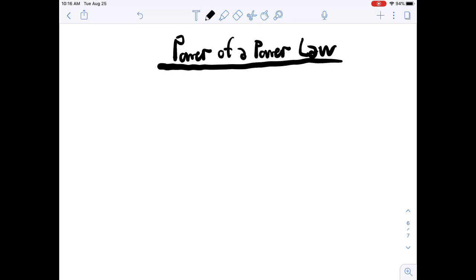So here's the example. 7 to the power of 4, all to the power of 2. And this is what it looks like.